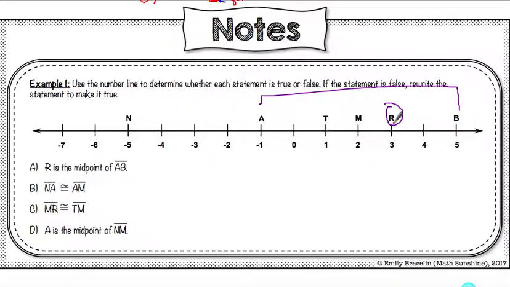1, 2, 3, 4, 5, 6. AB is 6 units long, and R is 1, 2, 3 located here, 4 units away from A. So the midpoint would actually be M, which is located at 2. So I'm going to say that this is false. We'll say M is the midpoint of AB.